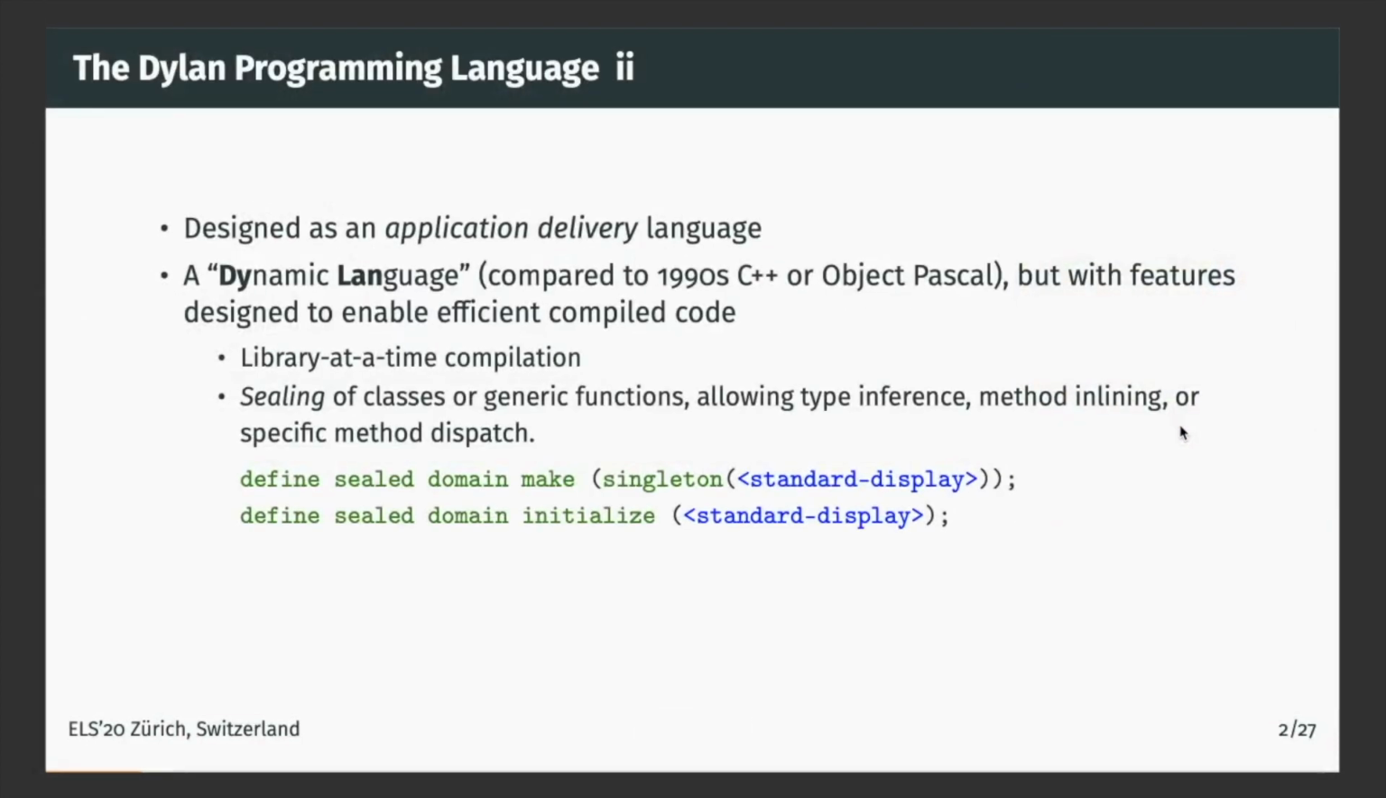Unlike other Lisp dialects of the time, Dylan was designed to be an applications delivery language. It is a dynamic language, thus the name, at least compared to other applications languages of the time. The language also has features that enable more efficient compiled code, especially library-level compilation and the sealing feature. Sealing allows programmers to limit what classes or functions can be extended across libraries so that the compiler can more easily perform type inference, method inlining, and specific method dispatch.